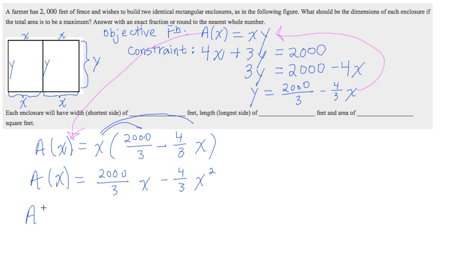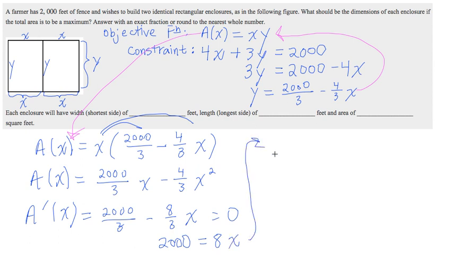I have not differentiated yet. Now I'm differentiating, so I'm going to call it A prime of x. The derivative of that is 2,000 thirds, and then of this, we'll bring the 2 down, times 4/3 gives us 8/3 x to the first. We'll set that equal to 0. Now that derivative exists everywhere, so there are no critical values that come from where the derivative is undefined. So we set it equal to 0. If we add 8/3 x to both sides and multiply both sides by 3, doing 2 steps in one here because I'm low on space, we'll get 2,000 equals 8x.